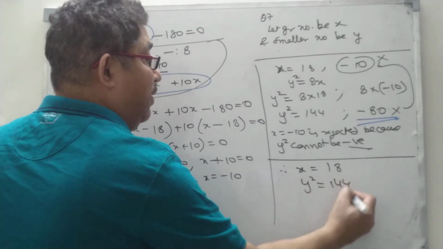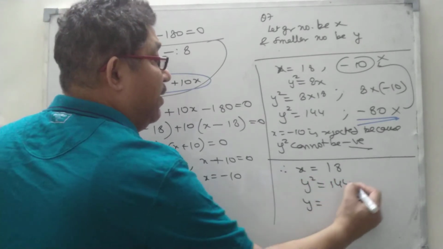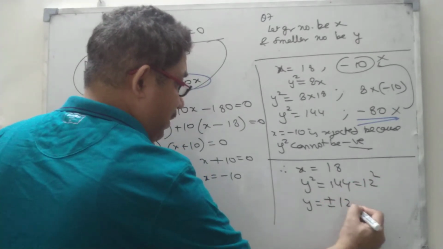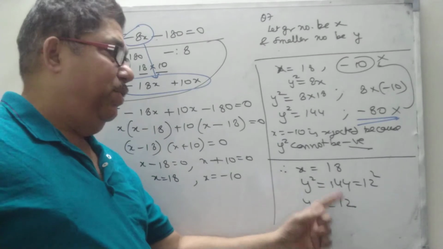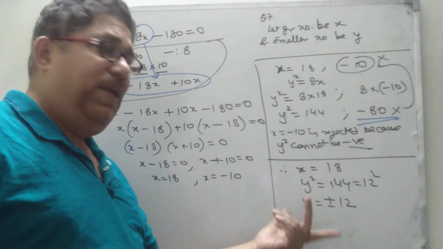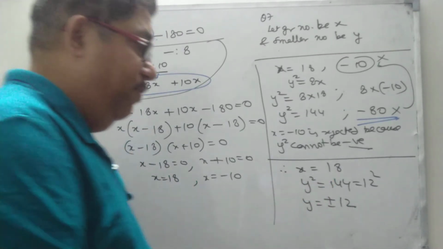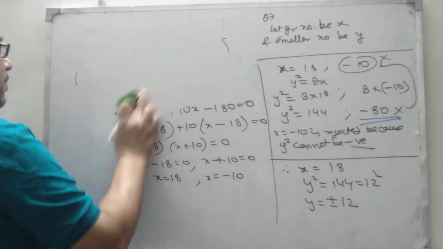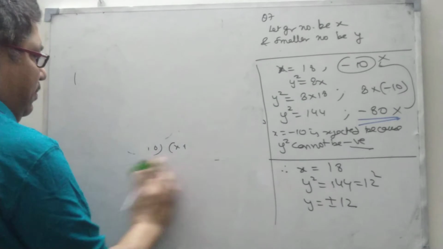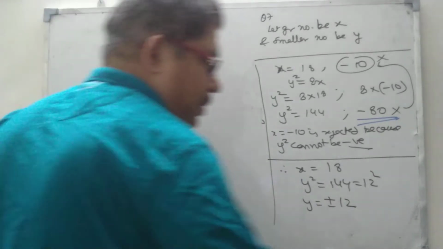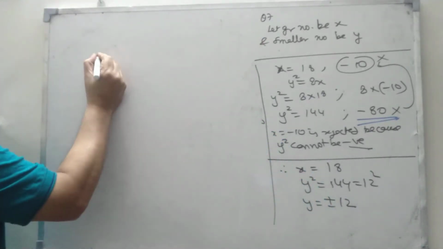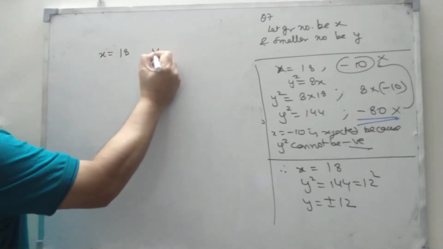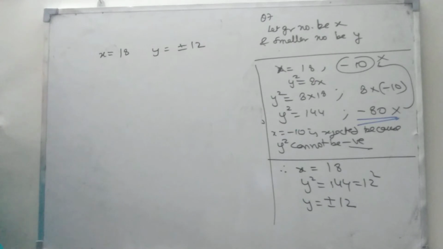Now y square was 144. So what will be y? This is 12 square. So y will be equal to plus and minus 12. 12 into 12 will be 144 and minus 12 into minus 12 will also be 144. So what did we get as the answer? We said the answer is x equal to 18 and y equal to plus minus 12.